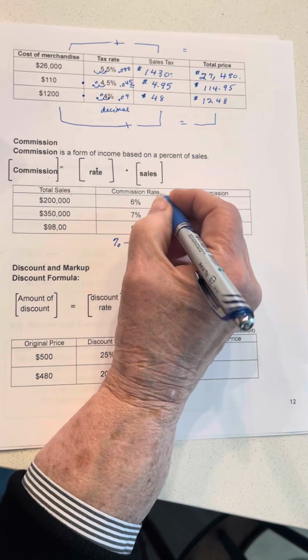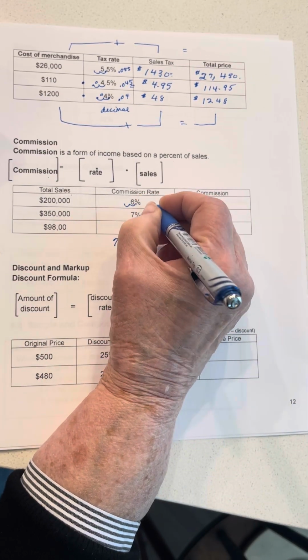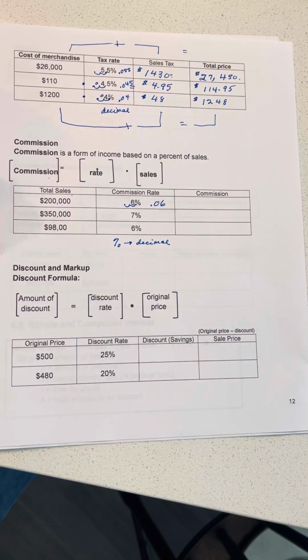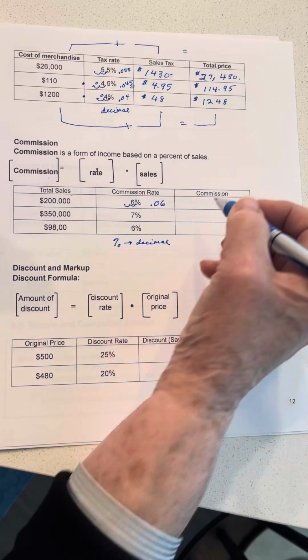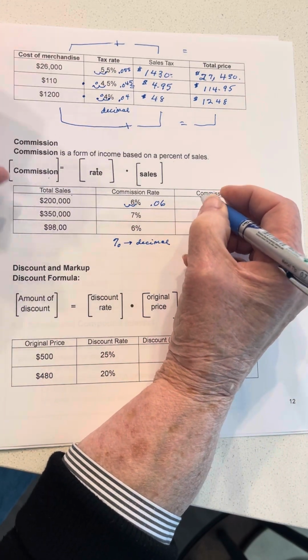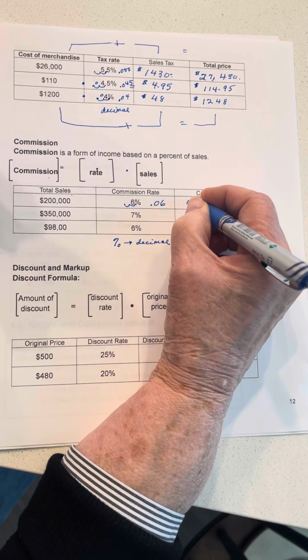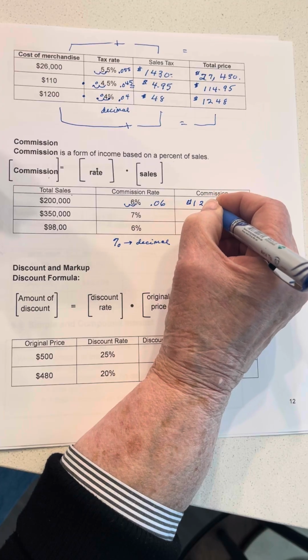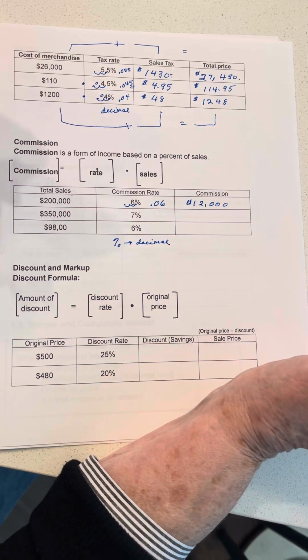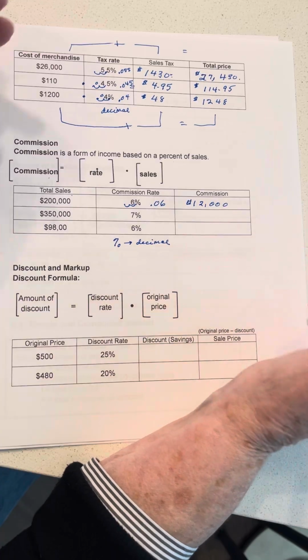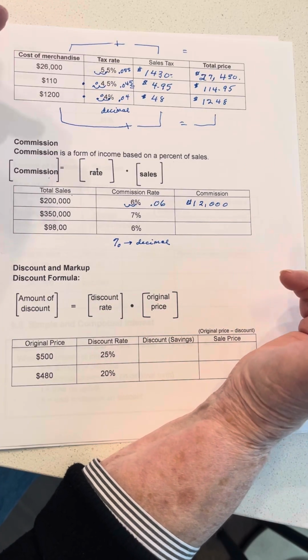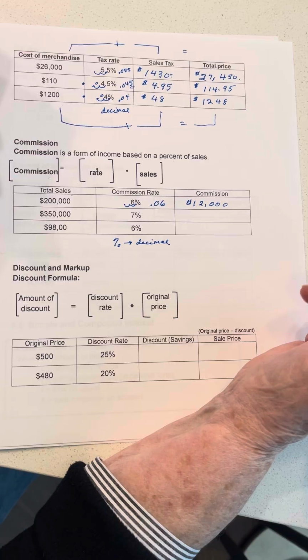So we have $200,000 and a 6% commission rate. We'll move the decimal point 2 places to the left. This is what we're going to pay for selling $200,000. This might be like if you were a real estate person and you sold a house. The commission is $12,000. Of course, if you're a real estate agent, you're not going to sell a house every hour. It may be once a month, it may be a couple of times a month, and that sort of thing.